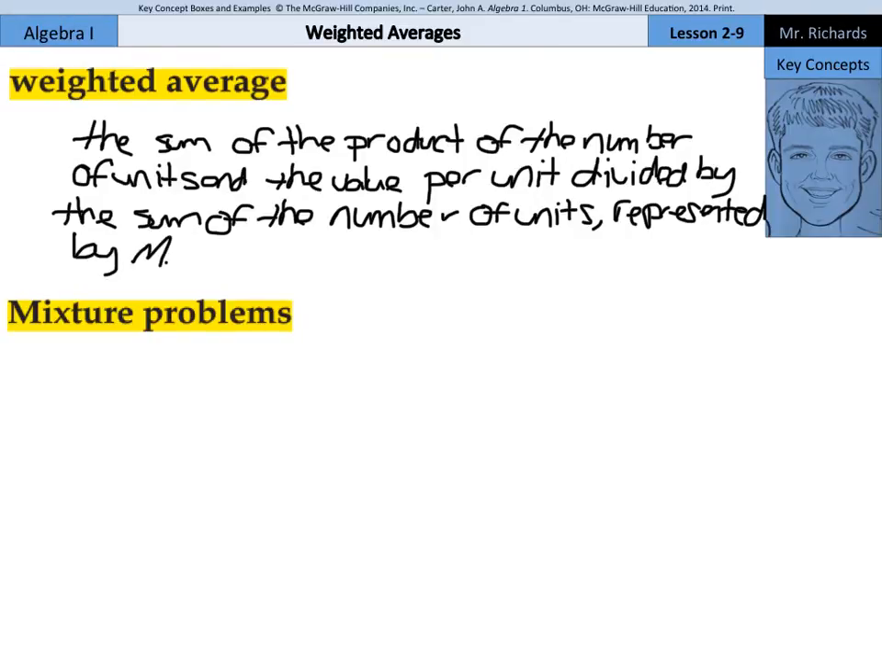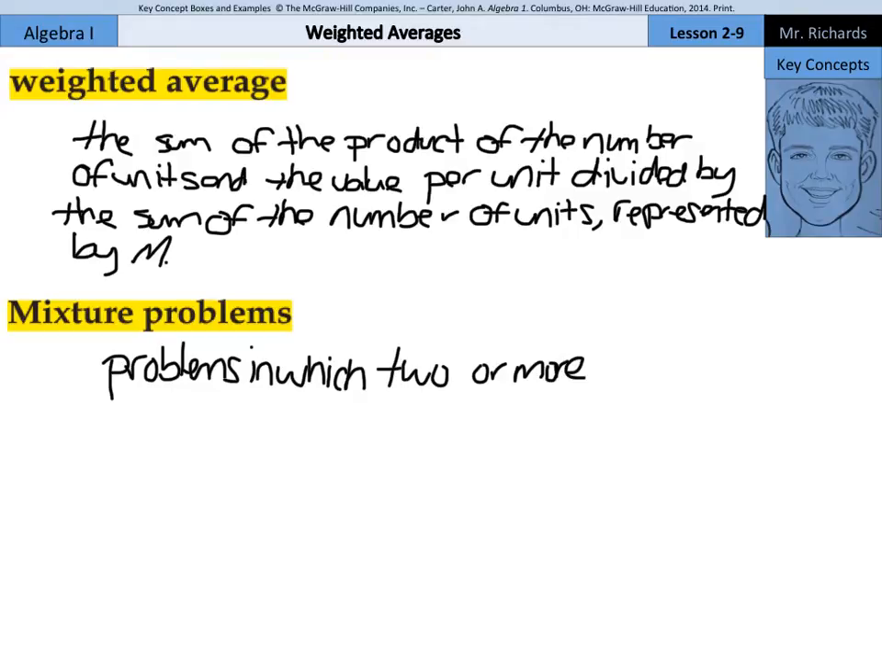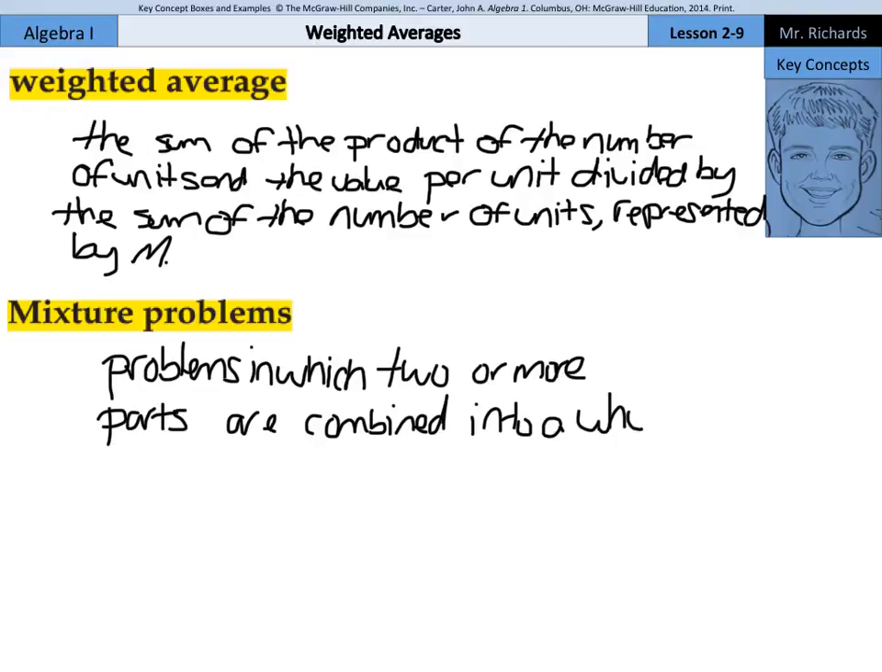Mixture problems are problems in which two or more parts are combined into a whole. And these are the problems we'll be solving today.